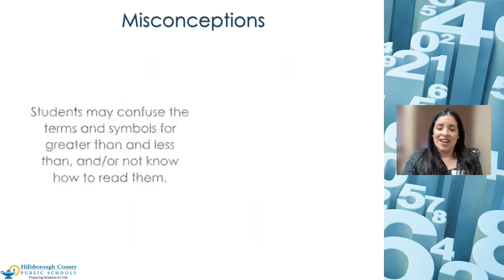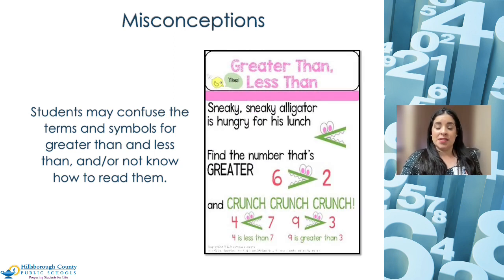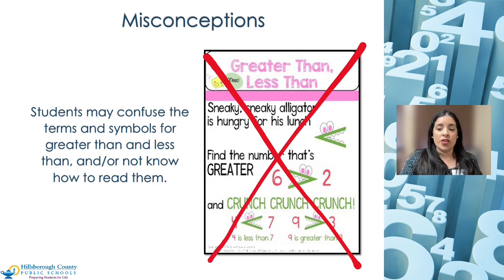Another misconception that students have in all grade levels when we're comparing numbers is that they confuse the terms and symbols for greater than and less than, or they don't know how to read them. A lot of the times, and I've made this mistake myself, is that we teach the strategy of the alligator or the monster. It eats the bigger number, draw the teeth on the symbol. But we really want to avoid using alligators, monsters, or other tricks to learn about comparison symbols. Instead, we want to think about the mathematical ideas connected to numbers and the associated sentence stems. So let's take a look.